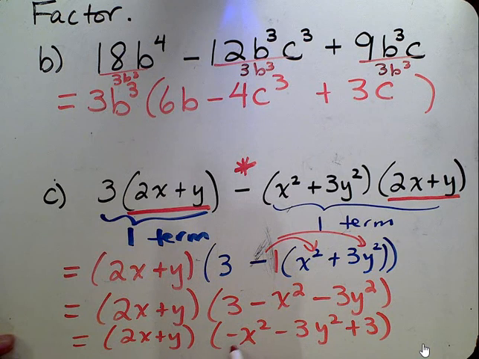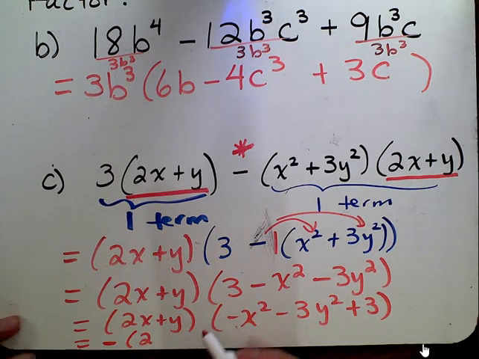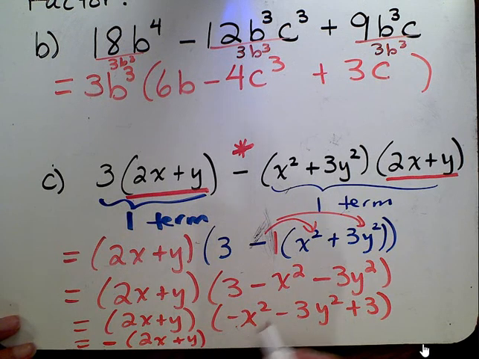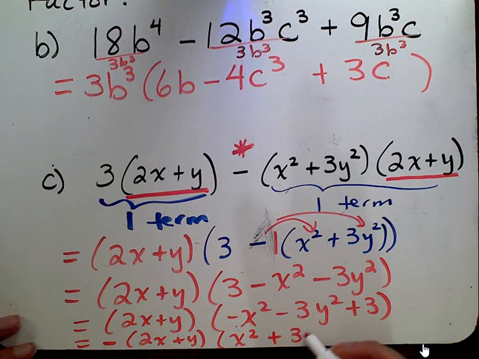So what I want to do in this case is factor out the negative 1. That's going to change this sign here to a positive. It's actually going to change all the signs. And I'll put that negative 1 in front, but I'm just going to write a negative. So I have negative 2x plus y. And remember, I'm factoring out the negative from this bracket. So when I divide each of these terms by negative 1, all the signs are going to change. So now I have x squared plus 3y squared minus 3. And that's the final answer.